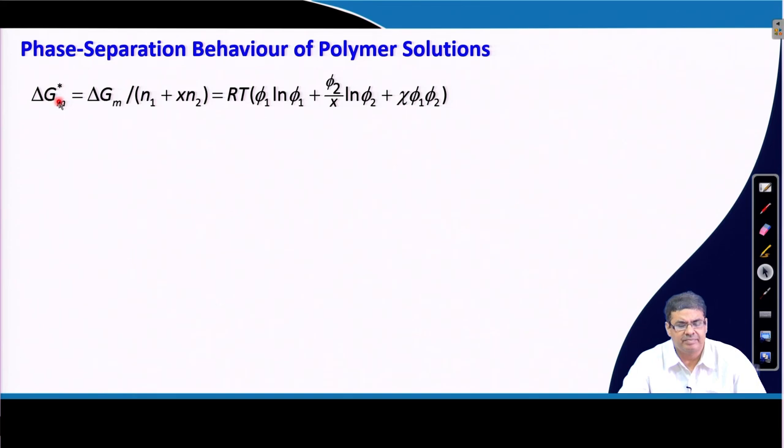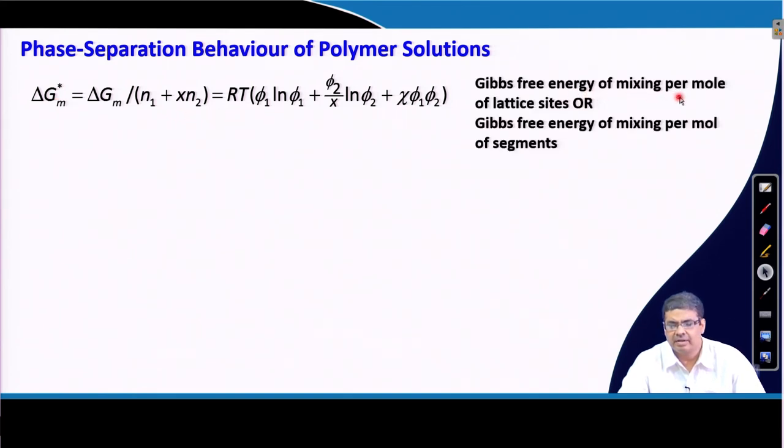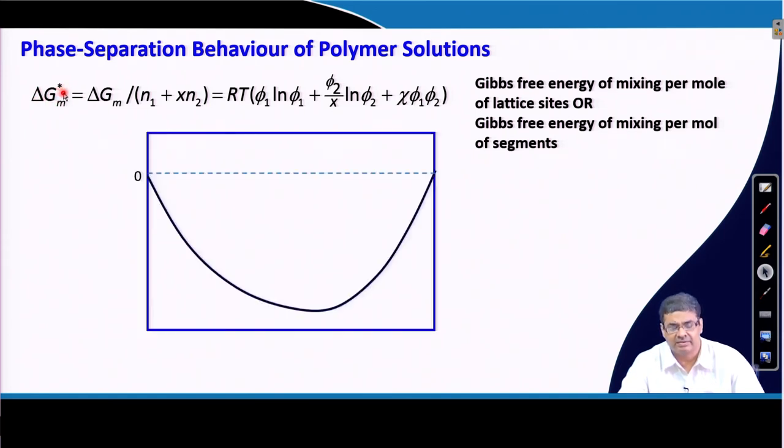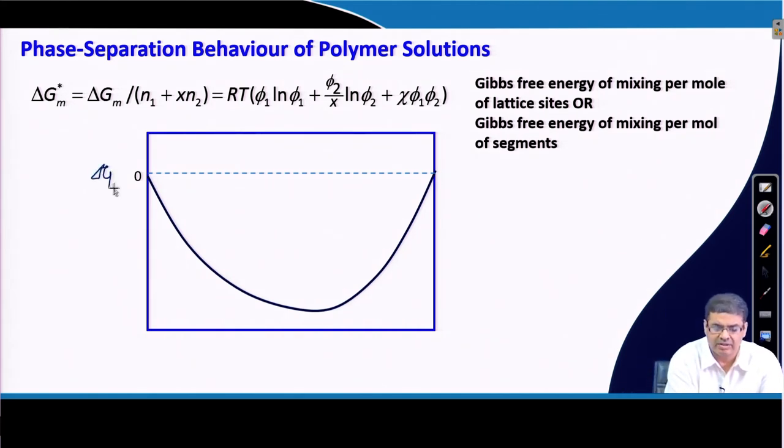So this is the Gibbs energy of mixing per mole of lattice sites, or we can describe this term as the Gibbs energy of mixing per mole of segment, and we can get it by dividing the Gibbs energy of mixing by the total number of segments, polymer segments plus the solvent molecules, and this is given by this expression from the Flory-Huggins equation. Now there could be two general types of variation of delta G m star with polymer volume fraction in a solution, and the first one is of this type. In this case we are plotting delta G m star on the y axis and polymer mole fraction on the x axis.